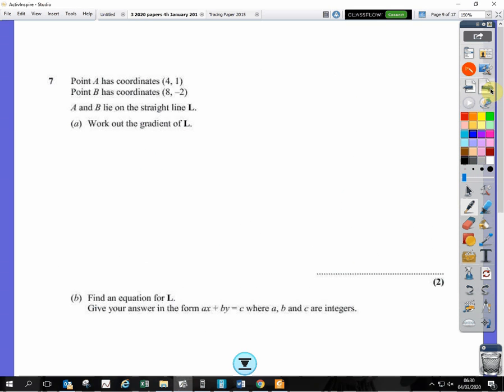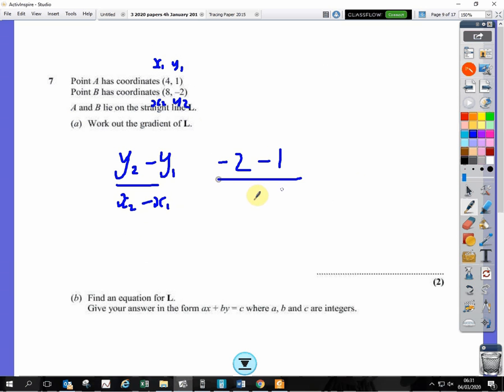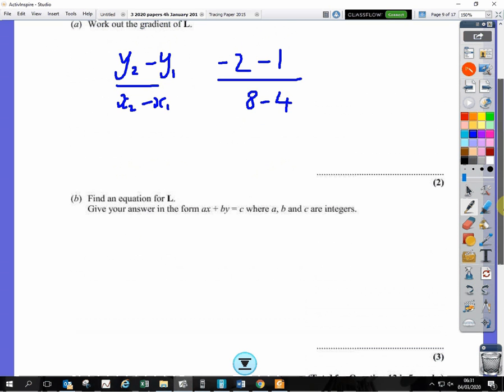Okay, next. So gradient, use the gradient formula, label these coordinates x1, y1, x2, y2. So substitute in y2 minus y1 over x2 minus x1. So we have negative 2, take away 1, over 8 minus 4. And you can type this into the calculator, and you end up with minus 3/4 or minus 0.75, don't mind.